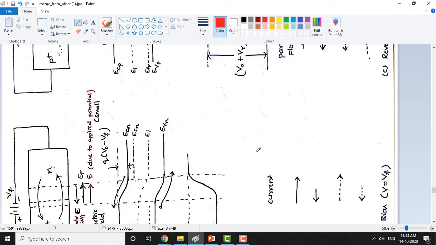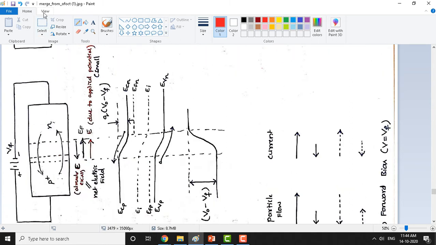Okay, so let me show this. These are the three things which we need to understand here. Let me rotate this. Rotation is a bit difficult in this.